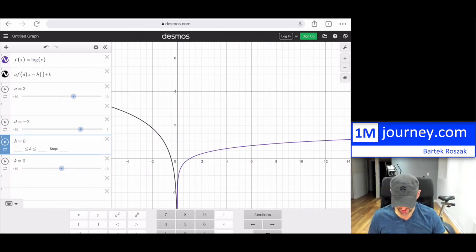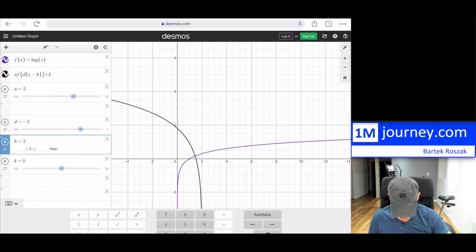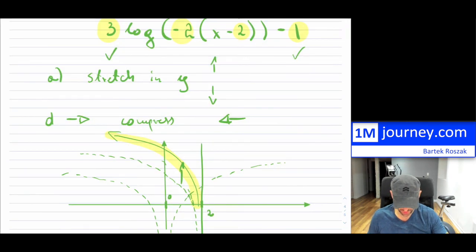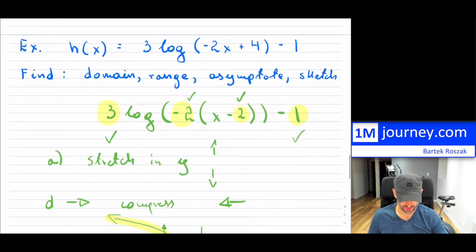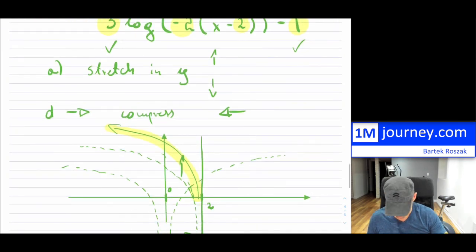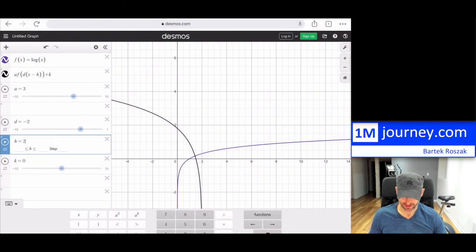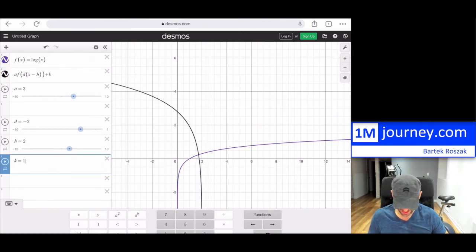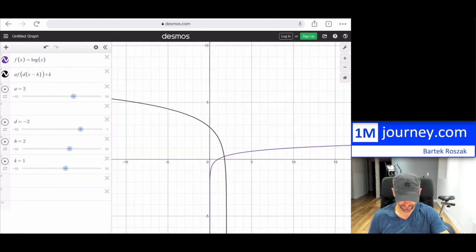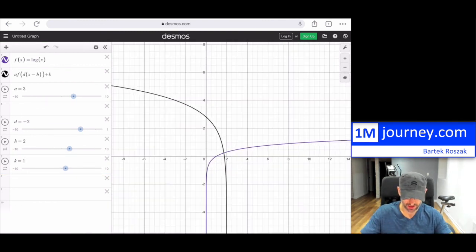Now my H was just 1, or was it 2? I think it was 2, because I said the asymptote was 2. Yep, so that was 2. So that's what we have there. So it shifted it over. And then finally my K was 1. There you go. And that's kind of how we graphed it, right? So that's how we approximated it.